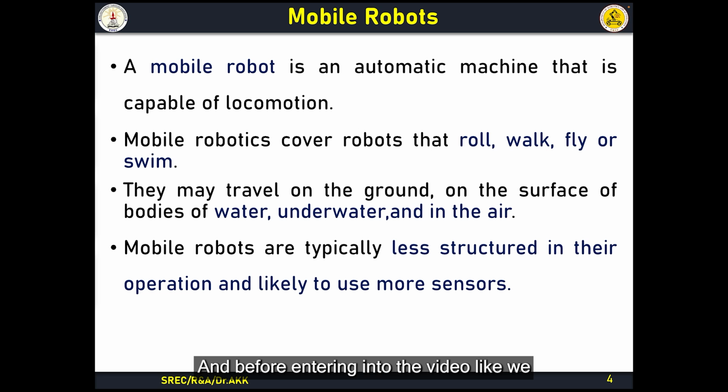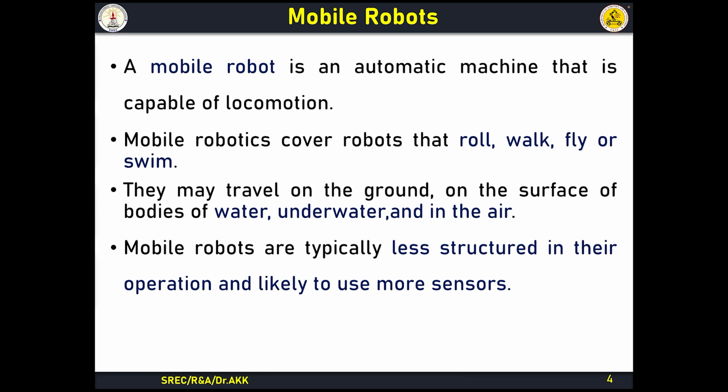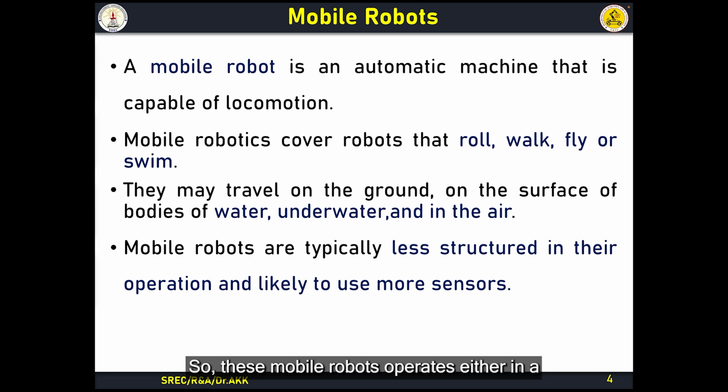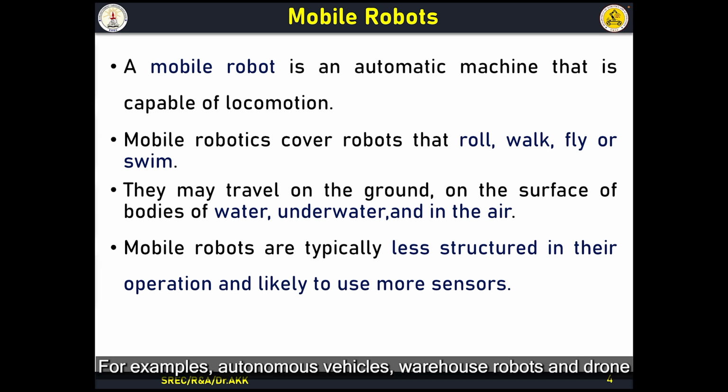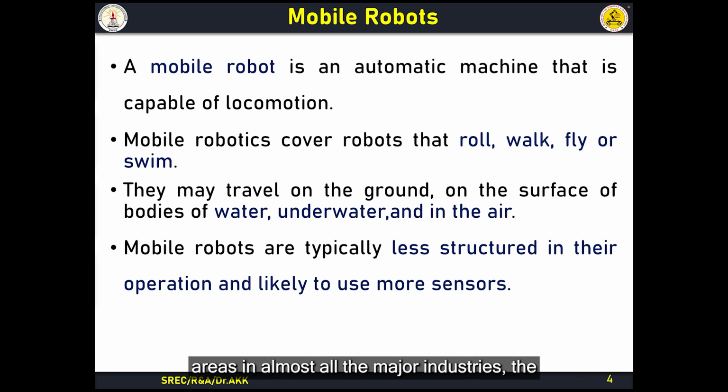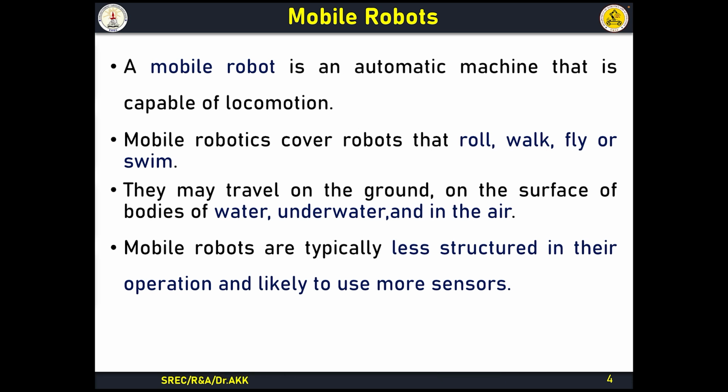Before entering into the video, we must know the basic definition of a mobile robot. What actually is a mobile robot? A robot that moves in its environment is called a mobile robot, and a mobile robot does not have any fixed single location. These mobile robots operate in either structured or unstructured environments. For example, autonomous vehicles, warehouse robots, and drones. These are all important application areas in almost all the major industries, the automation industries.